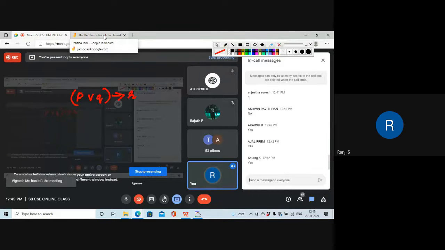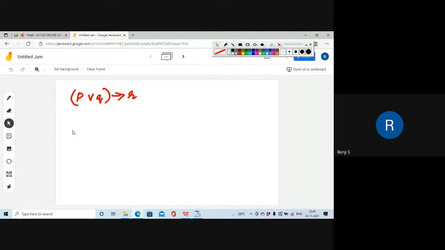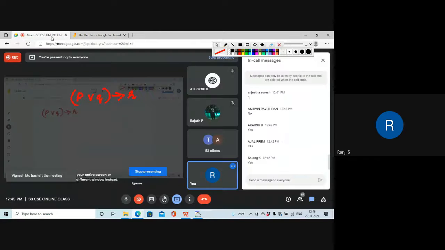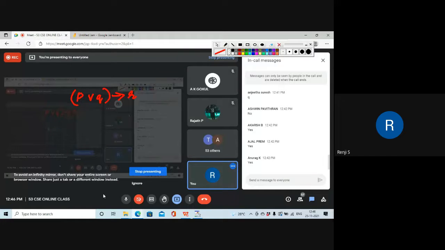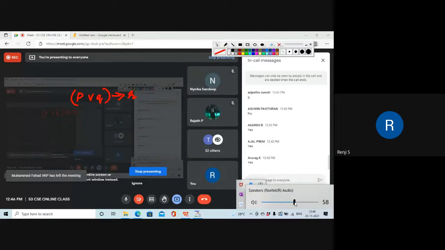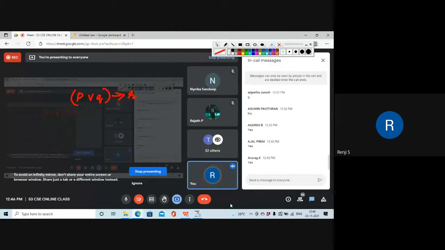What does P or Q implies R? Nainika, what is the answer? Nainika, what is the answer to P or Q implies R? I'm doing. What is the answer? I can't hear you. Your voice is breaking. Just type in the chat box.